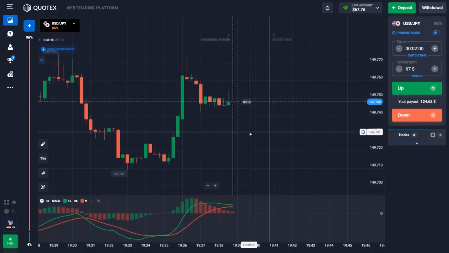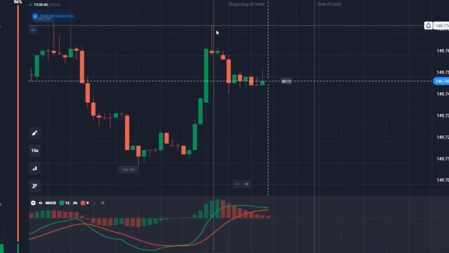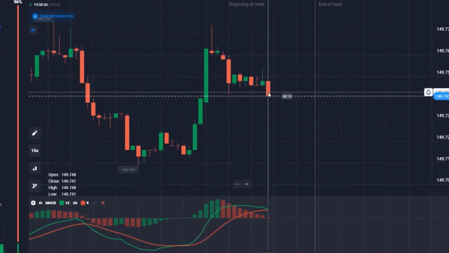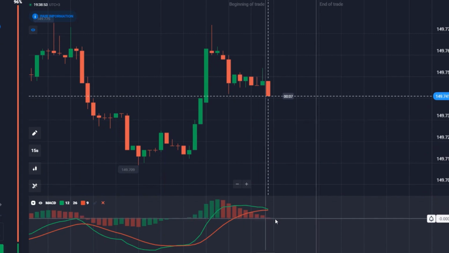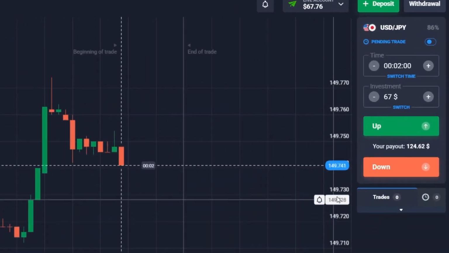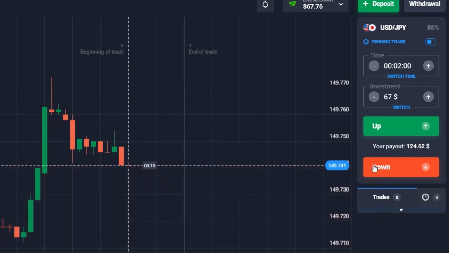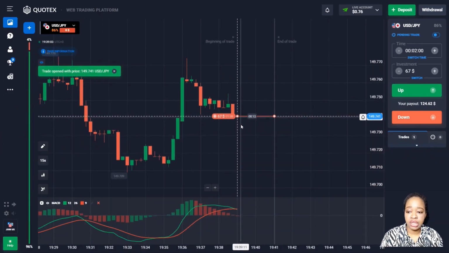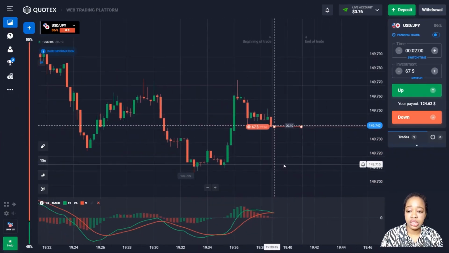Let me continue. Here I can see that the price is bouncing down and the indicator also shows the red histogram and the moving averages are intersecting. In this situation, I'm going to open a downward trade for 2 minutes because the indicator signals that the price has a very good downside potential here.